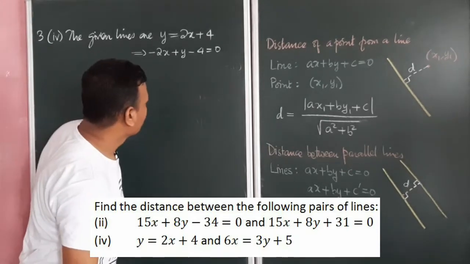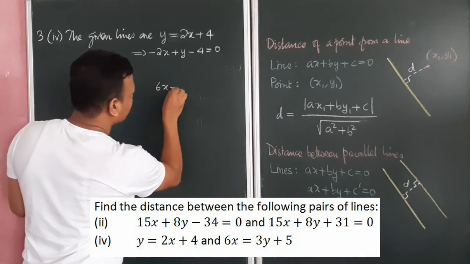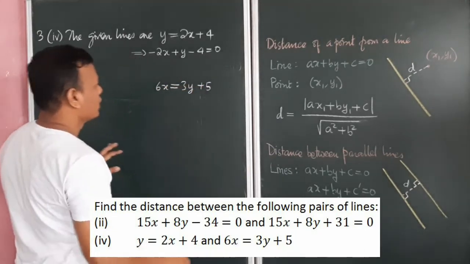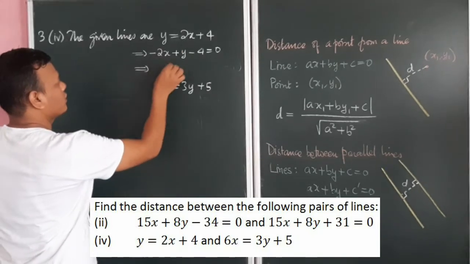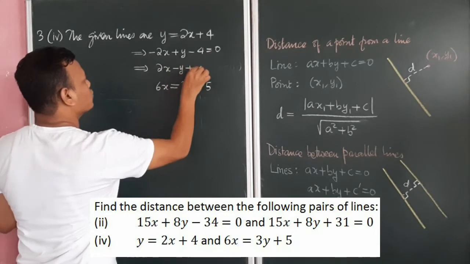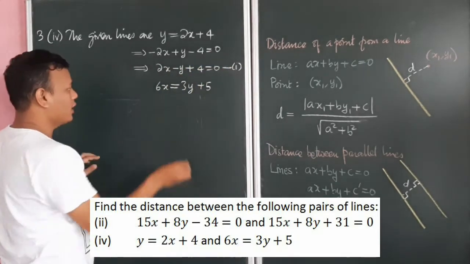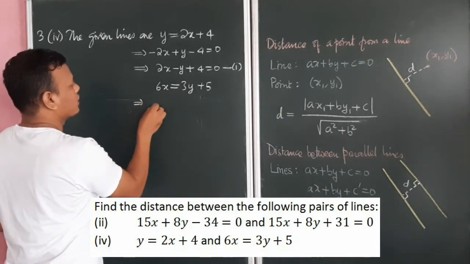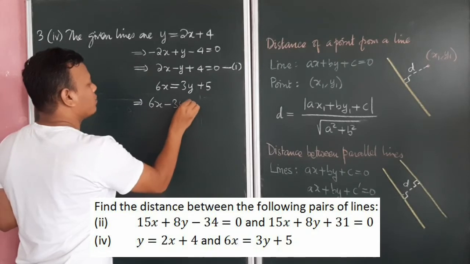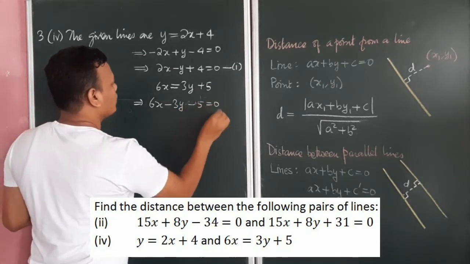So we have 6x plus, okay, equals to 3y plus 5. So this was the equation. Okay, so from here we see that this is how much? So this is 2x minus y plus 4 equals 0. So call this equation 1. Okay, so next from here we have 6x minus 3y minus 5 equals 0, right?